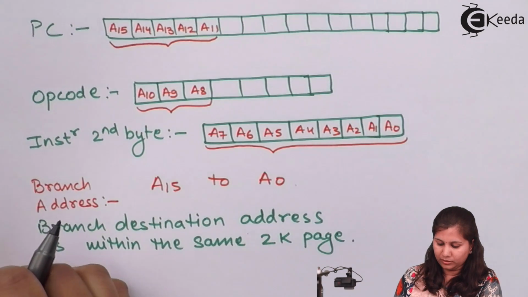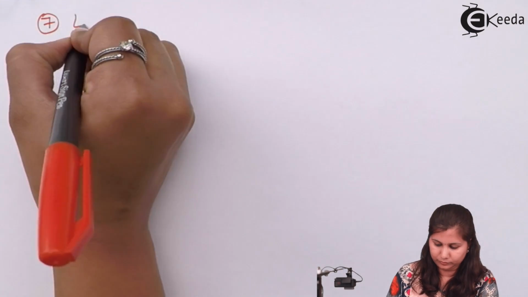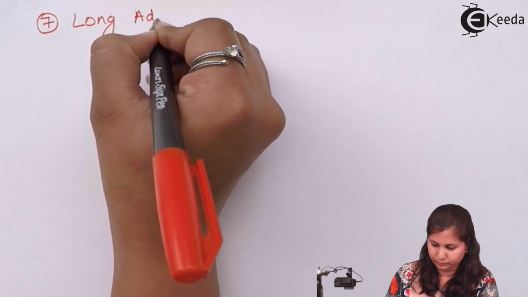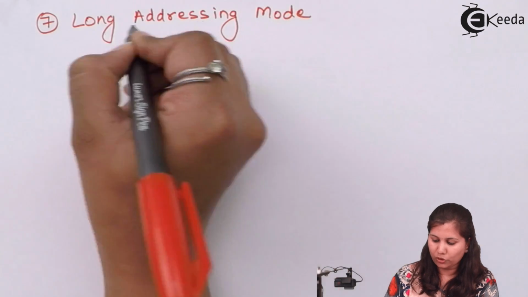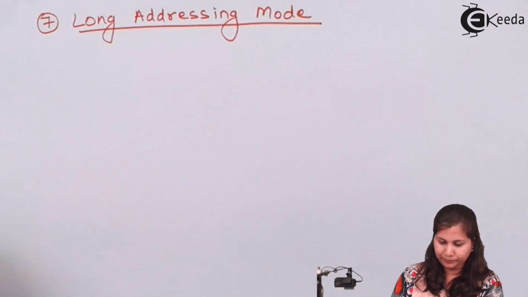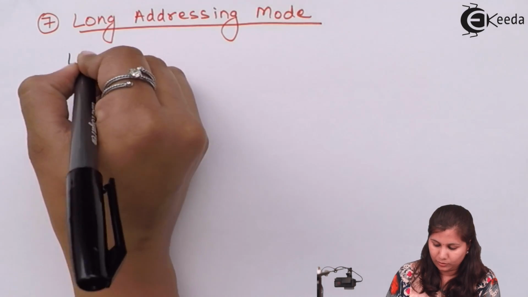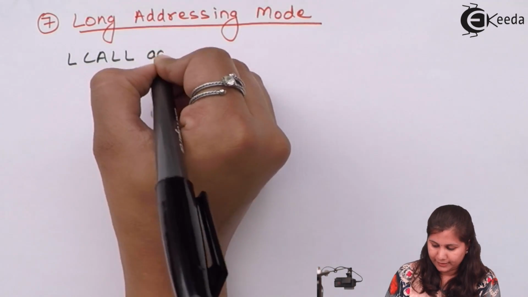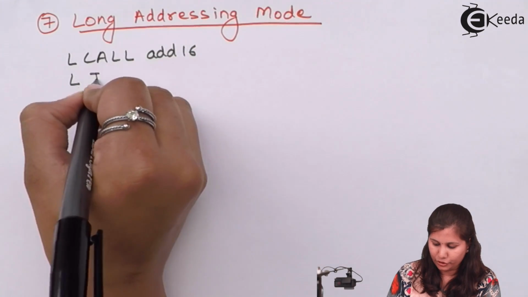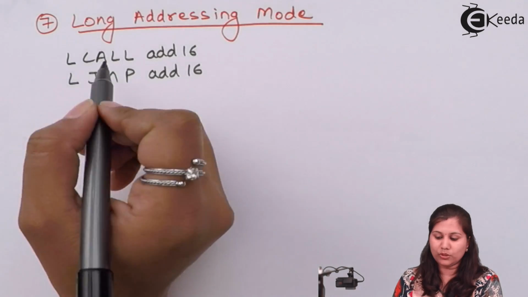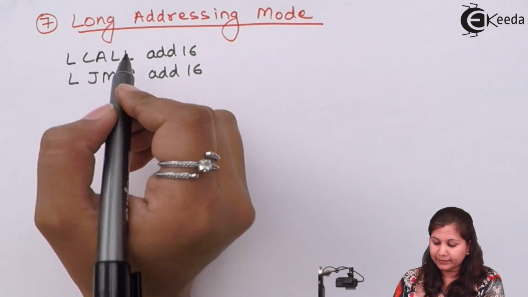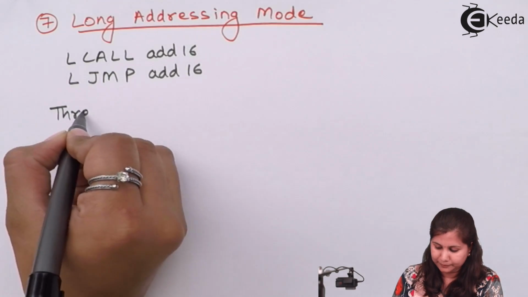Next we have the long addressing mode. This type of addressing mode is also used with only two instructions, LCALL address 16 and LJMP address 16. So only these two instructions, they use this type of addressing mode, and in this addressing mode there are 3 bytes.